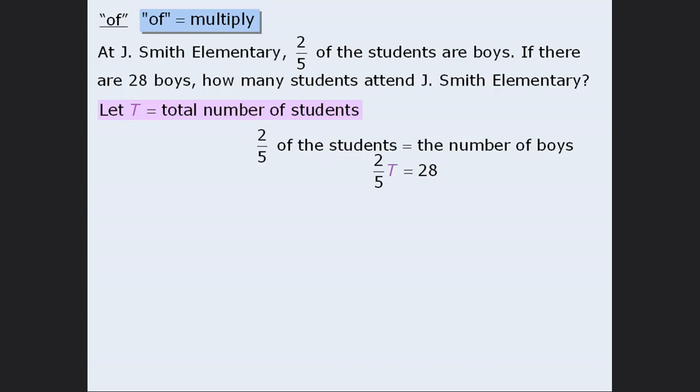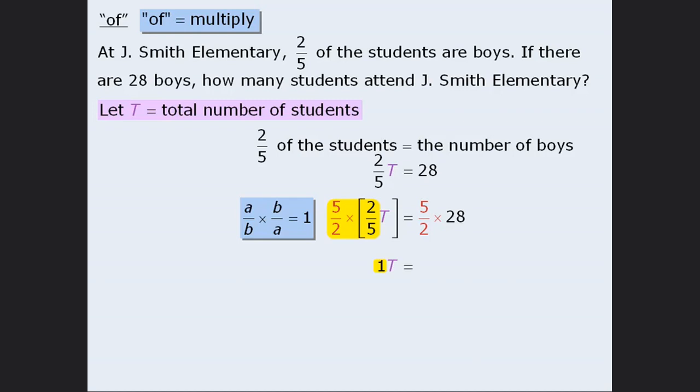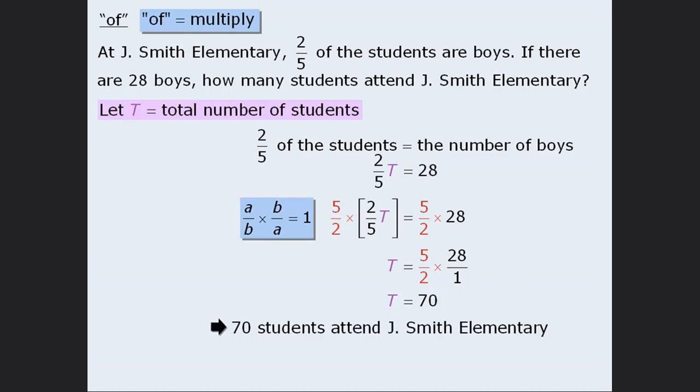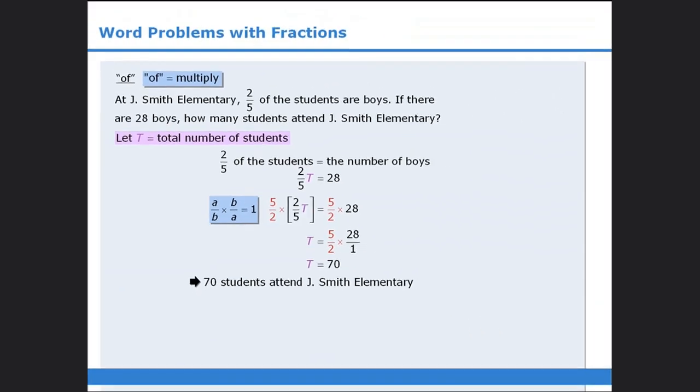To eliminate the fraction 2/5 in front of the T, we can use the fact that the product of a fraction and its reciprocal equals 1. So if we multiply both sides of our equation by 5/2, the reciprocal of 2/5, something nice happens. On the left-hand side, when we multiply 5/2 by 2/5, we get 1, and 1T is the same as T. On the right-hand side, we can first rewrite 28 as 28/1, and then when we multiply and simplify this, we get 70. So if T equals 70, that means 70 students attend J. Smith Elementary. Okay, let's summarize.